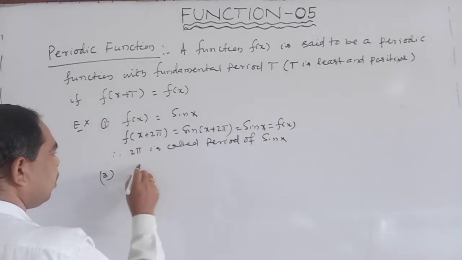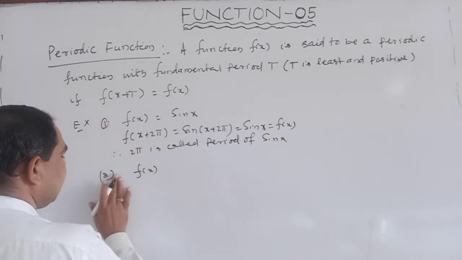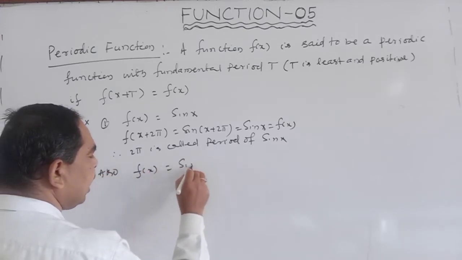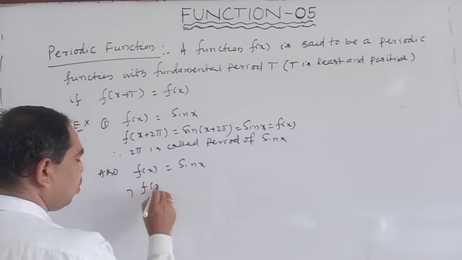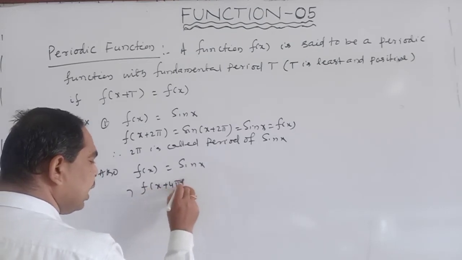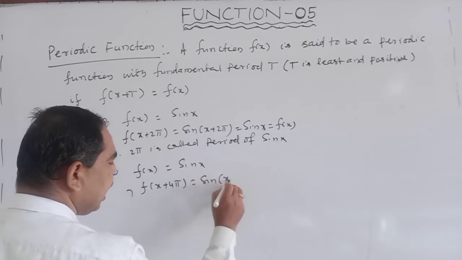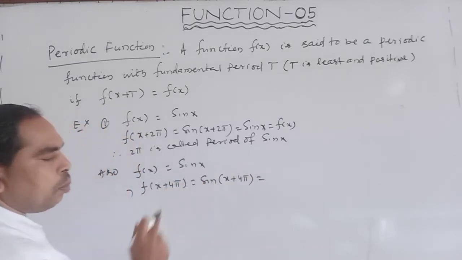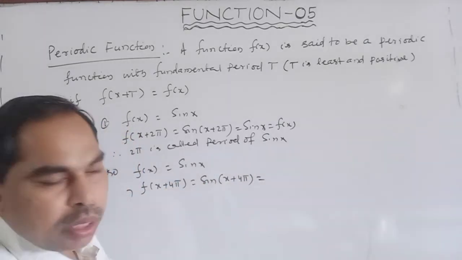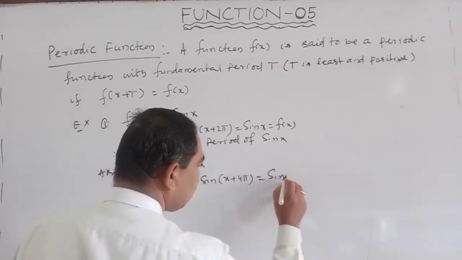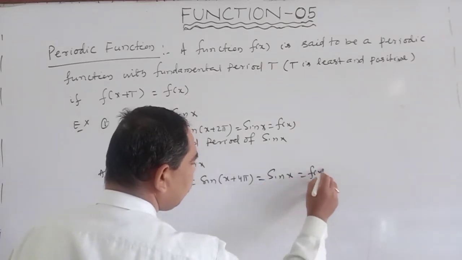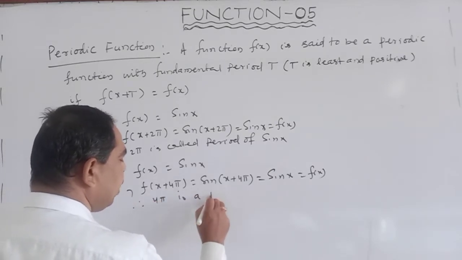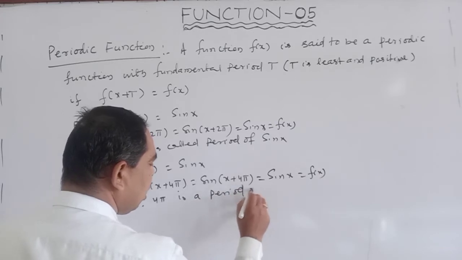Second one, again f of x is equal to sin x. Then f of x plus 4 pi is equal to sin of x plus 4 pi. Again sin of 4 pi plus theta, so sin of even multiple of pi plus theta is equal to sin theta, so this is sin x, equal to f of x. Therefore 4 pi is a period of sin x.